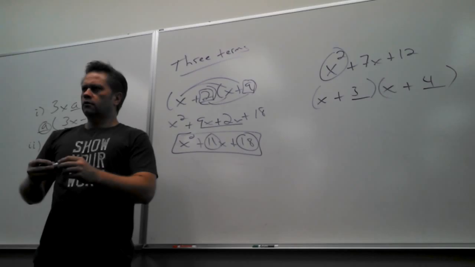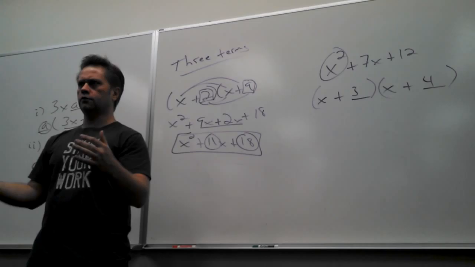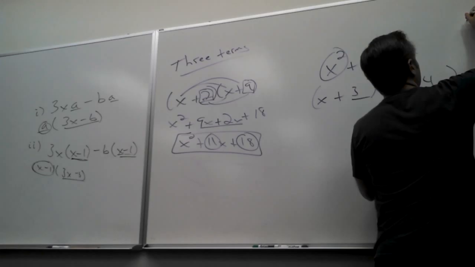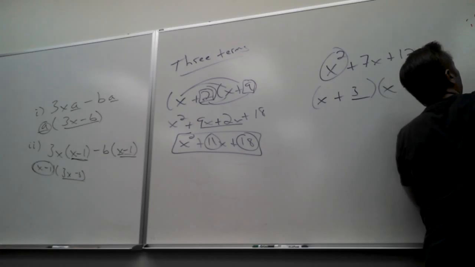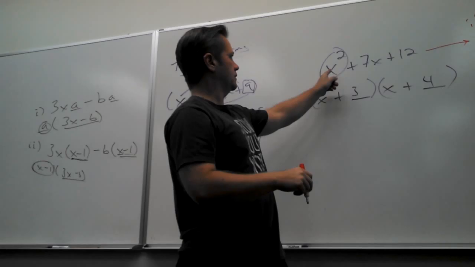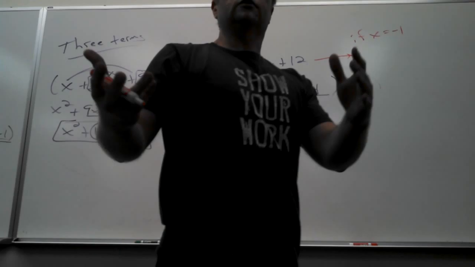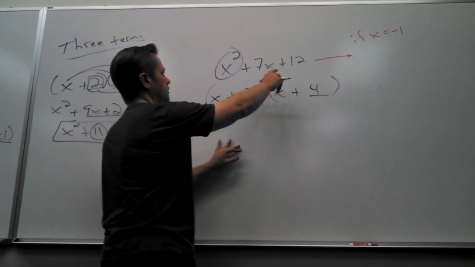All right, cool. That's how you factor variable expressions. And just to remind you, I did this the other day. If x is negative 1, what number is this? I always want to remind you guys, variable expressions are numbers. If I just knew what the variable was, it would be a number. So if x is negative 1, it would be 1 plus 7 times negative 1, minus 7, plus 12.